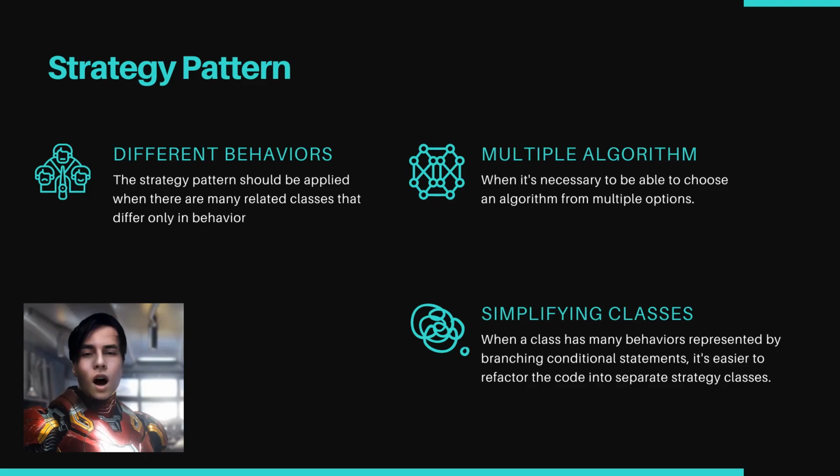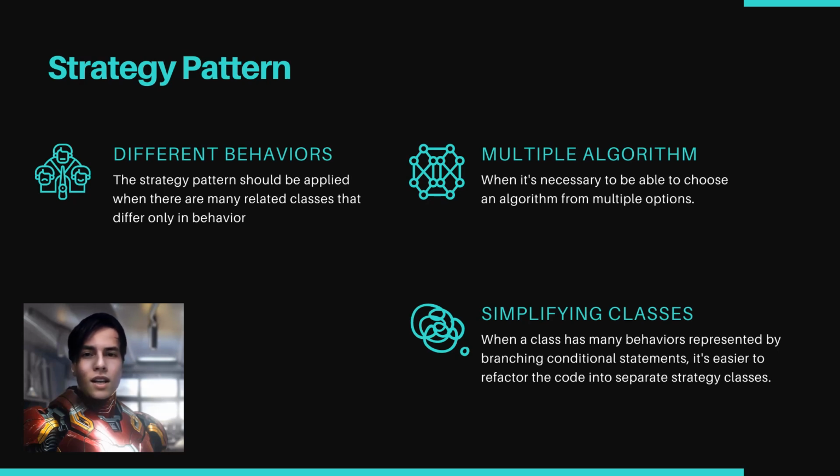When to apply the strategy pattern. When there are many related classes that differ only in behavior. The strategy allows changing the behavior of an object depending on conditions or situations. When it is necessary to be able to choose an algorithm from several options. When a class has many behaviors presented as branching conditional statements. In this case, it is easier to move the code from branches to separate strategy classes.